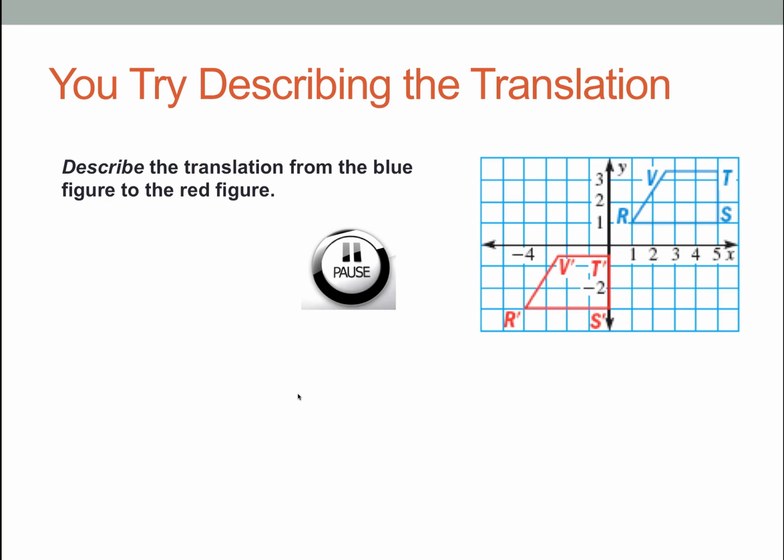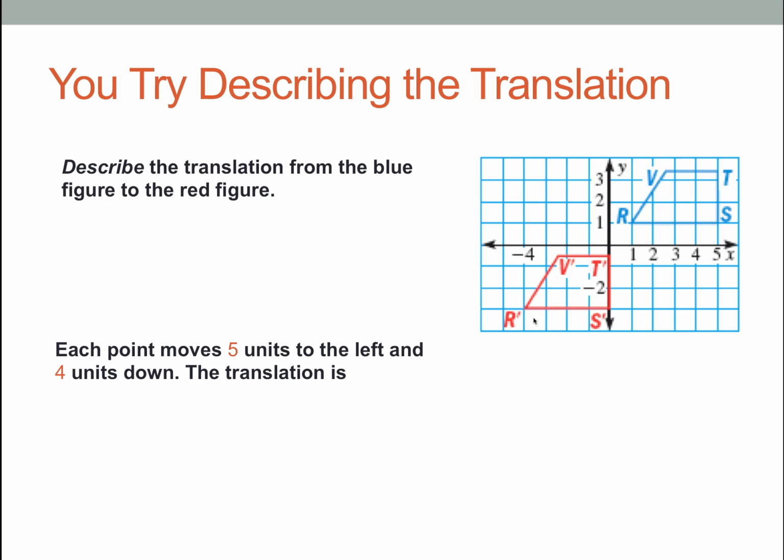All right, welcome back. Let's see how you did. I'll just start with R. To get to R prime, I have to go over 1, 2, 3, 4, 5 to the left, and 1, 2, 3, 4 down. So it's 5 units to the left and 4 units down. Should that be negative or positive? To the left is negative and also down is negative. So my translation rule, like how I would describe this translation, would be x, y would translate to x minus 5 and y minus 4. So I hope you got that. If not, again, rewind, go over it again.